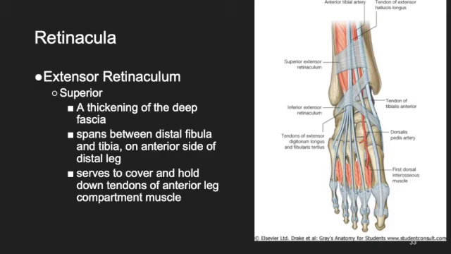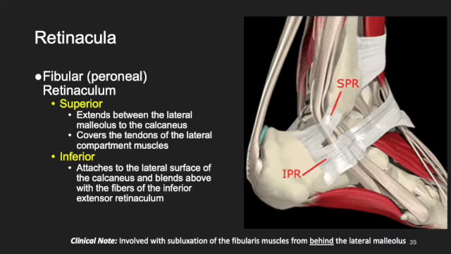So now looking at retinacula. What we're going to see is something called an extensor retinaculum. Many of you have already seen this in cadaver lab. This is just a thickening of the fascia. Its job, just like we saw in the upper extremity, is to hold down all those tendons so we can have a better line of force or a better line of pull.